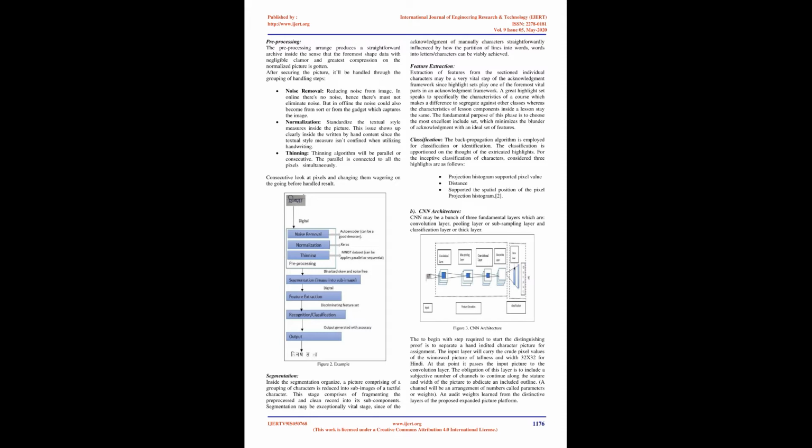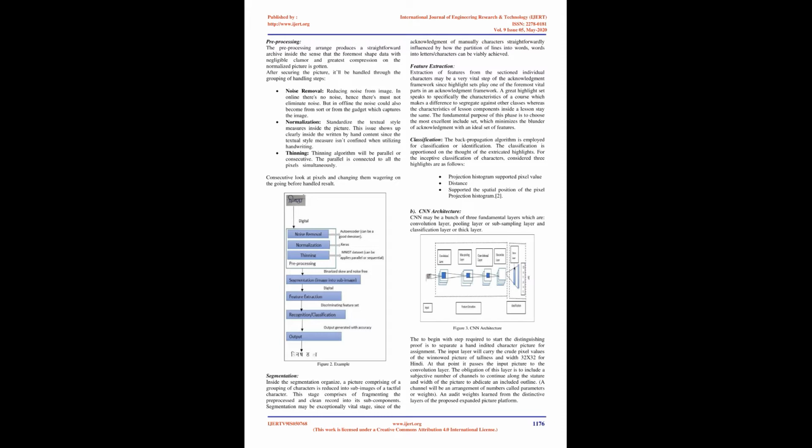B. CNN architecture. CNN is a bunch of three fundamental layers, which are the convolution layer, the pooling layer or subsampling layer, and the classification layer or dense layer. The first step required to start the identification is to isolate a hand-indicated character image for assignment.